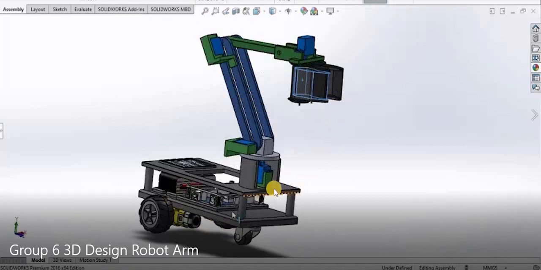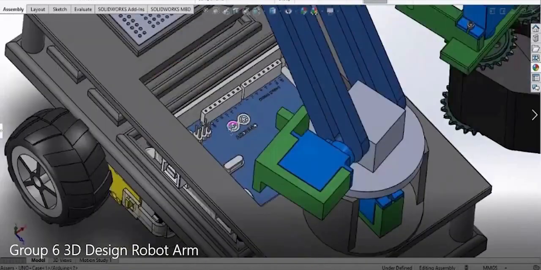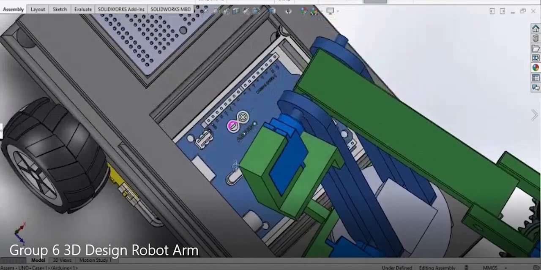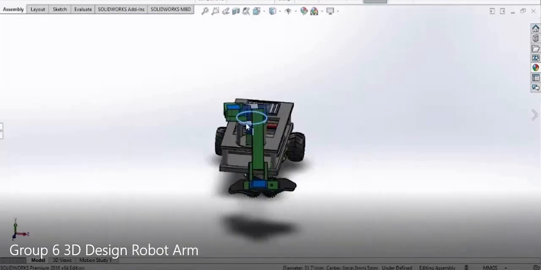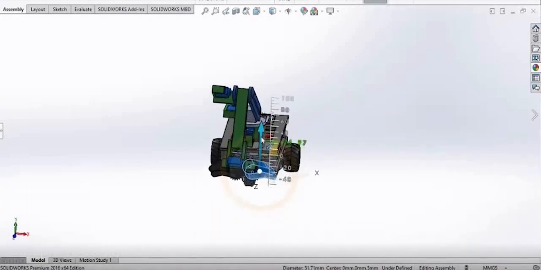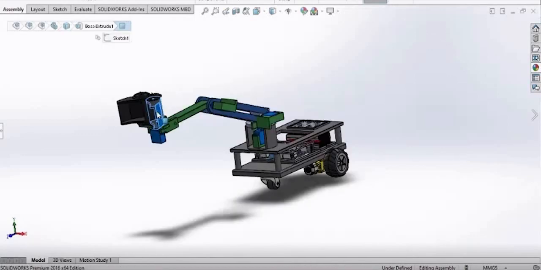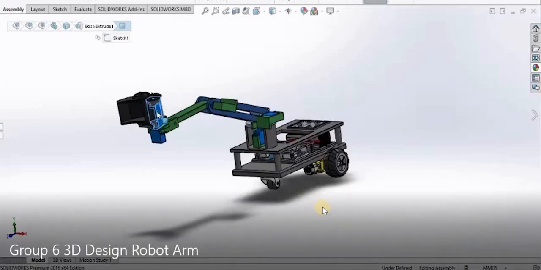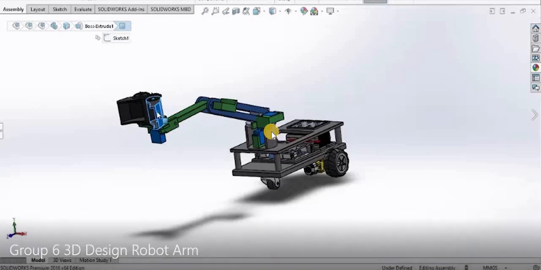In the next part, I will show the simulation and the moving motion of the robotic arm. At the beginning of the next section, it will start by simulating the moving motion of the grabber itself, and then the video will show the moving motion of the arm and also the arm rotator.